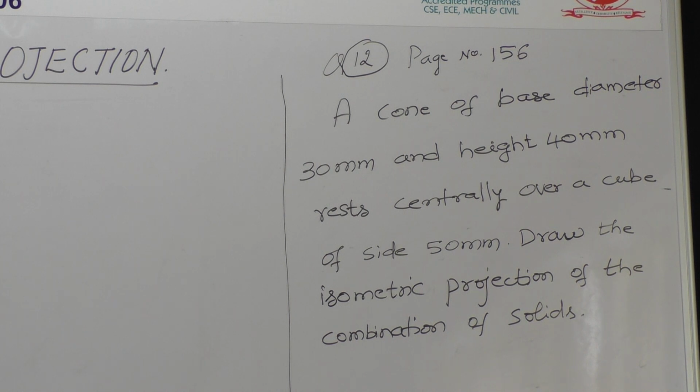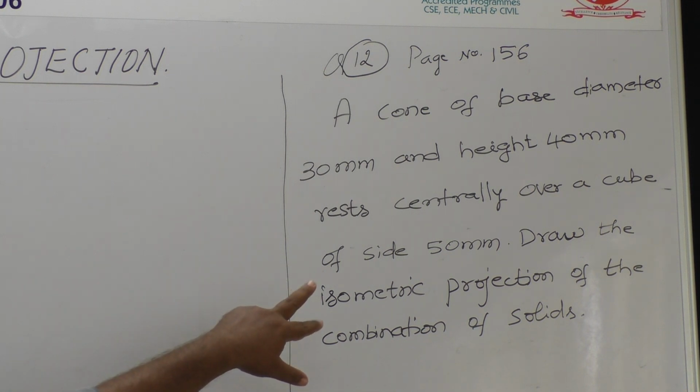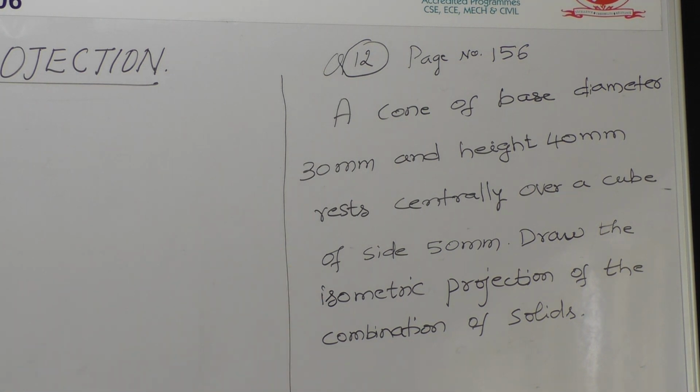Read the problem carefully and identify how many objects are given in the problem. If you read this problem, there are two objects. One is the cone of base diameter 30 millimeter and height 40. The second object is a cube of side 50 millimeters. So, how to keep these two objects? First, we have to take a cube of side 50 millimeter, and over it I have to keep the cone of base diameter 30 millimeter and height 40 millimeter.